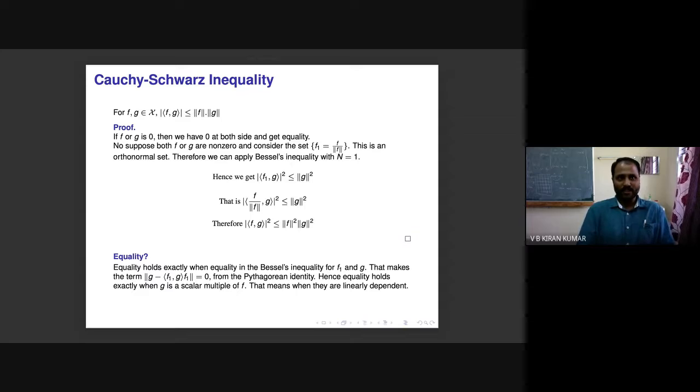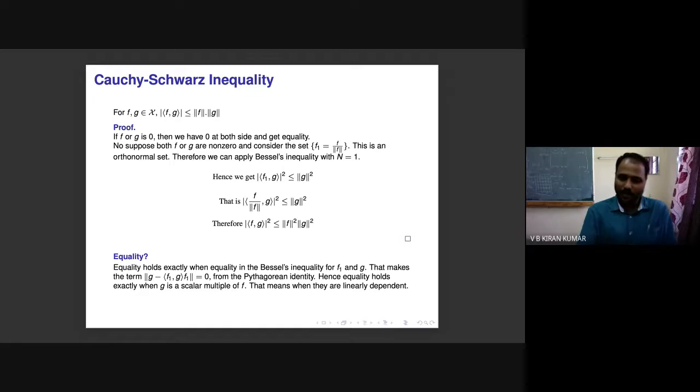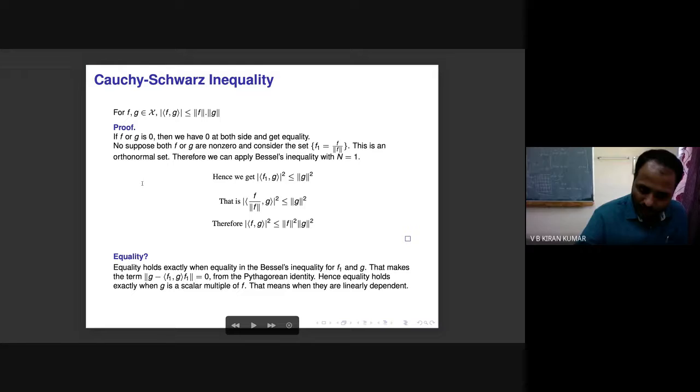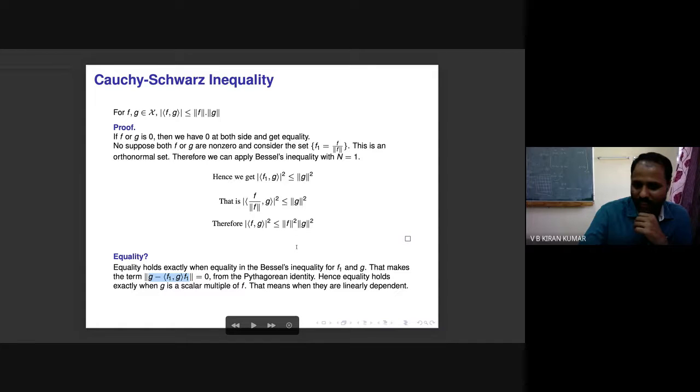When does equality hold? Equality holds when the norm of g minus the inner product of f1 and g times f1 must be 0. That happens only when whatever is inside is 0, right? That means g is equal to some alpha times f, isn't it? So g is equal to some alpha into f.